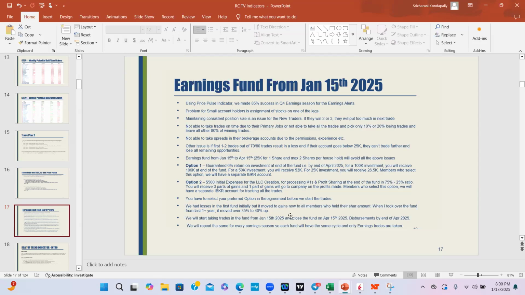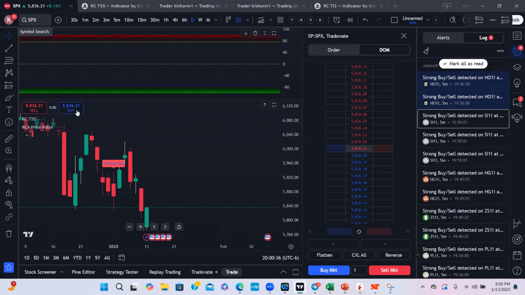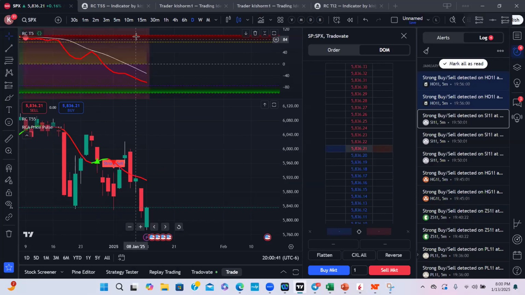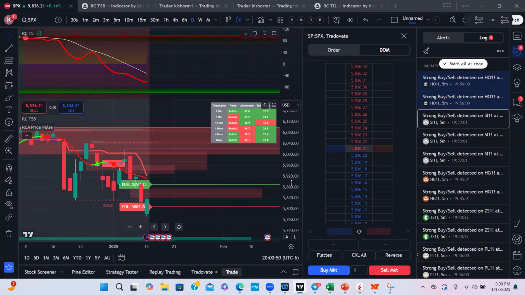The same thing I also want to do with SPX. So one fund is only for earnings. Let us say we take only earnings related alerts, only earnings related trades. Then the second one is we'll take only SPX. For example, if SPX comes all the way to the bottom, you can either buy the calls or you can do bull put spreads. When it goes all the way to the top, we can do bear call spreads. So SPX also makes nice profits.